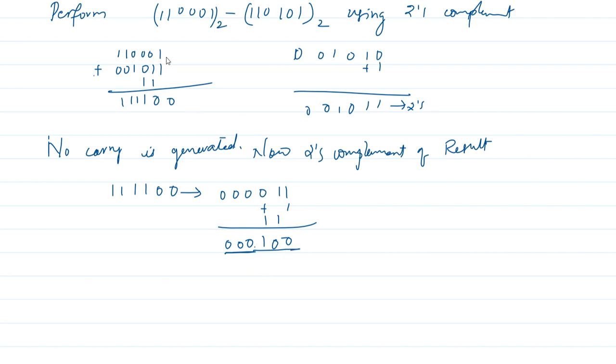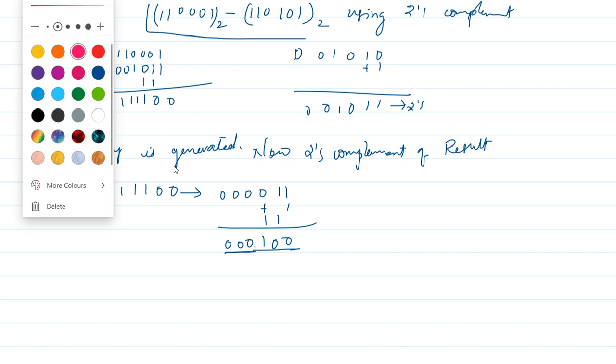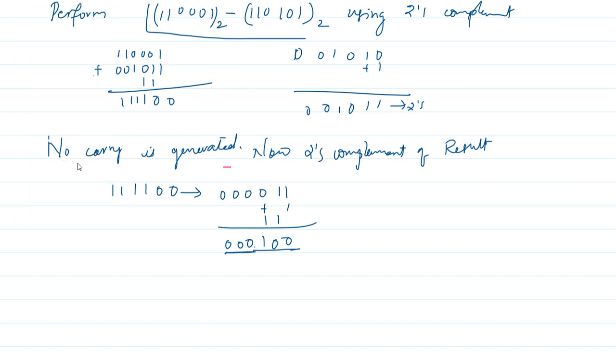This is the answer for the question. And if no carry is generated, we need to do these steps. That is, if no carry is generated, then we need to take 2's complement of the result and put a minus sign in front of it, that is, the result is a negative number. Okay, this is how we can do subtraction using 2's complement.